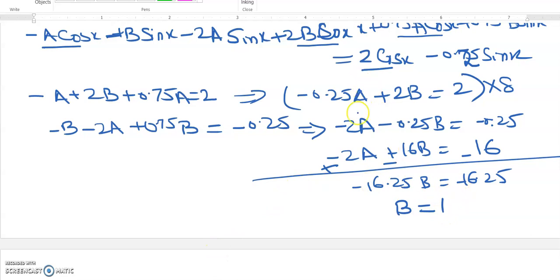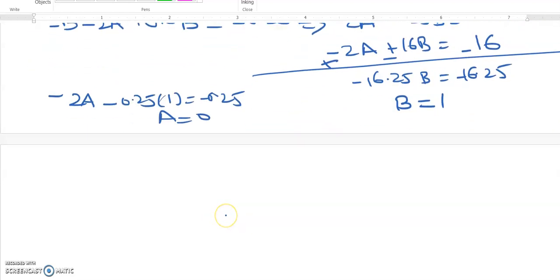If b is equal to 1, I input b is equal to 1 maybe in this equation. So minus 2a minus 0.25 into 1 is equal to minus 0.25. So minus 0.25 minus 0.25 cancel. So a will be equal to 0. So now we got a is equal to 0, b is equal to 1. So this means that the first particular solution will be equal to 0 cosine x plus 1 sine x. So it is sine x only.